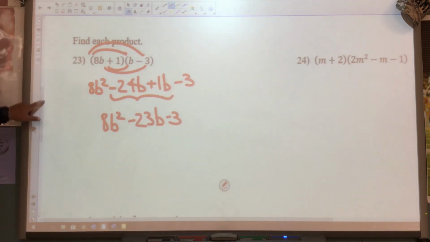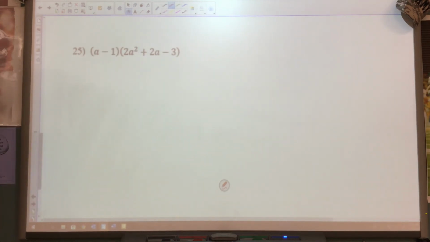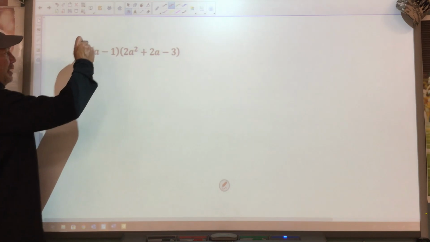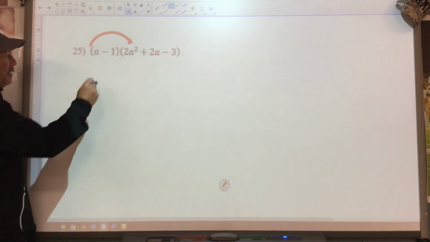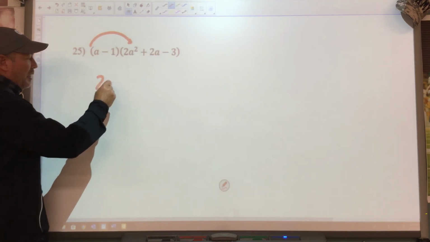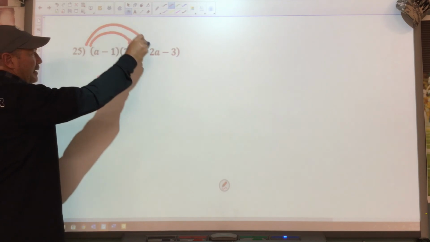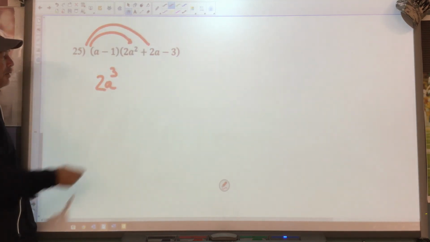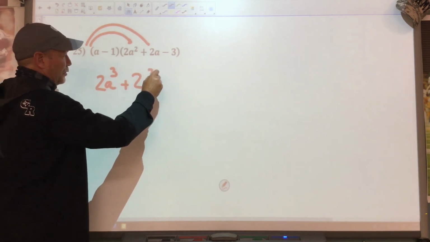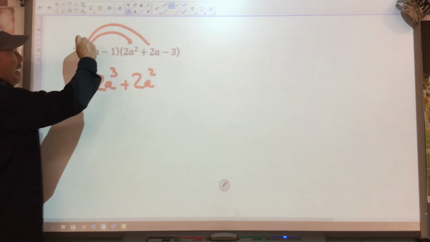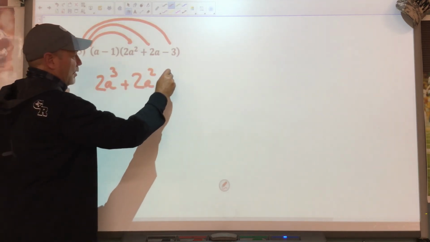Last problem, number 25. They're going to ask us to multiply, okay? So we're going to distribute again, and we're going to say a times 2a squared is going to give us 2a to the third. A times 2a will give us 2a squared. A times negative 3 will give us a negative 3a.